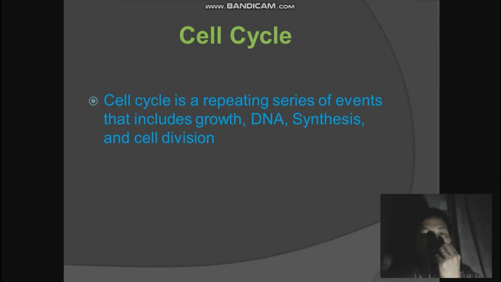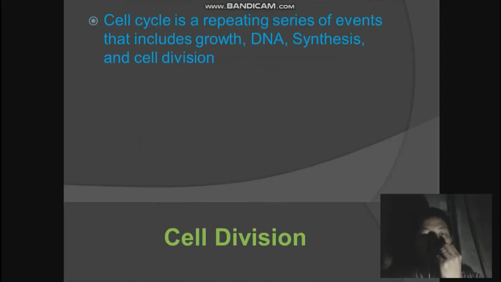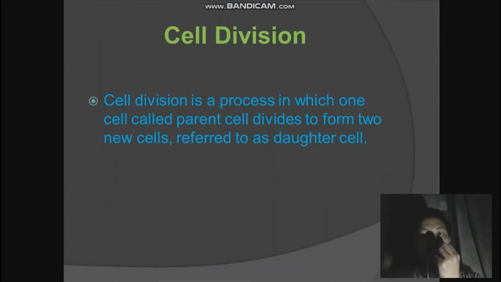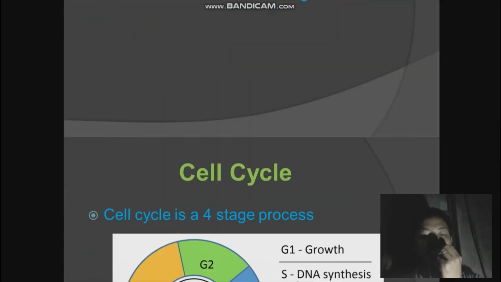What is cell cycle? Cell cycle is a repeating series of events that includes growth, DNA synthesis, and cell division, while cell division is a process in which one cell, called the parent cell, divides to form two new cells referred to as daughter cells.